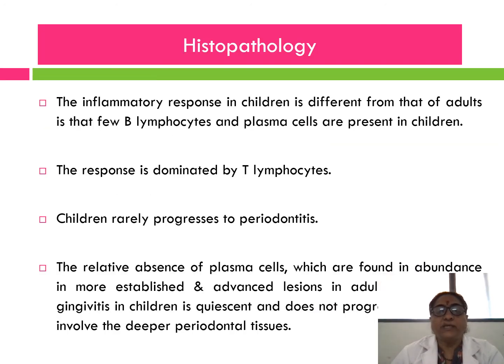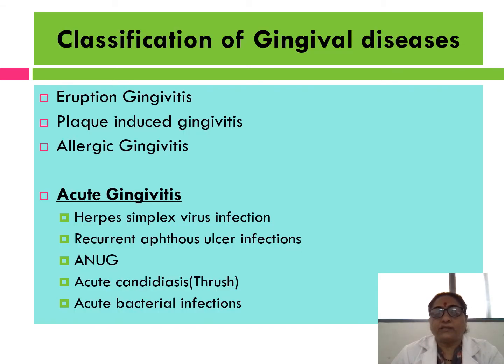Now histopathology: the inflammatory response in children is different from that of adults. Few B lymphocytes and plasma cells are present in children. The response is dominated by T lymphocytes. Children rarely progress to periodontal diseases because they have a good immunological response.